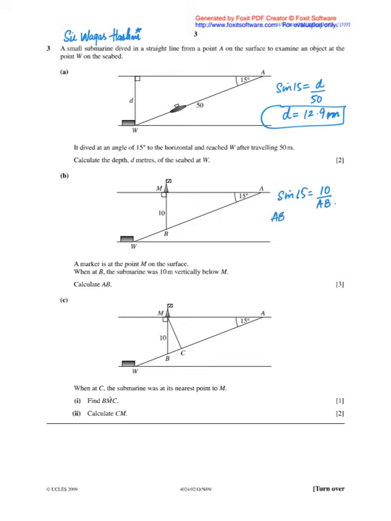If you make AB the subject, that will be 10 divided by sine 15, right? So when you divide it, you will get the length of AB, and that will be 38.6 meter. That is your second part B answer.